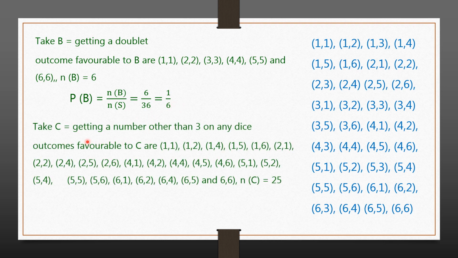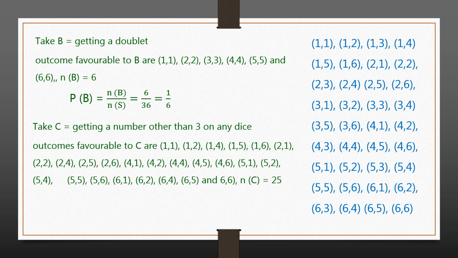Now take C as the next event: getting a number other than 3 on any dice. You should not take any outcome having 3. Therefore, let's identify the outcomes favorable to C from the sample space.